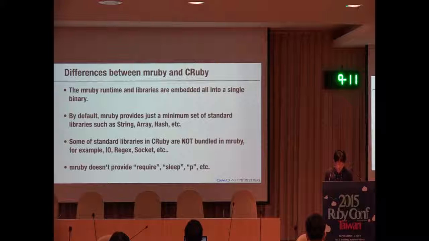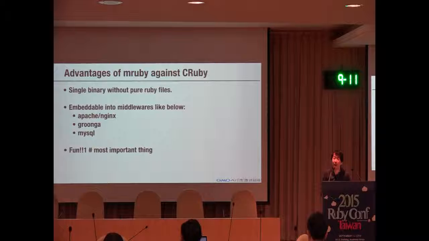mruby has many advantages, I think. First, it is a single library, like a Golang library. It is very portable without RubyGems dependencies. Second, it can be embedded into middleware, like HTTP servers, search engines and database engines. Last, and the most important thing: mruby is fun. Fun provides productivity to programmers, I think.